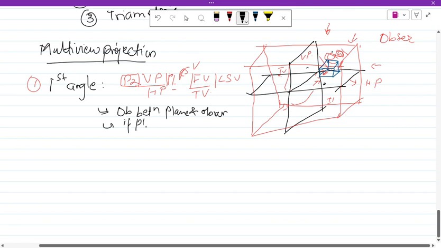If the plane is opaque, or we can't see through the plane, it won't affect us because we will be directly looking at the object. This is the point of view.